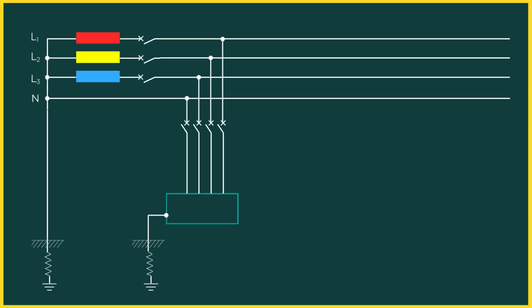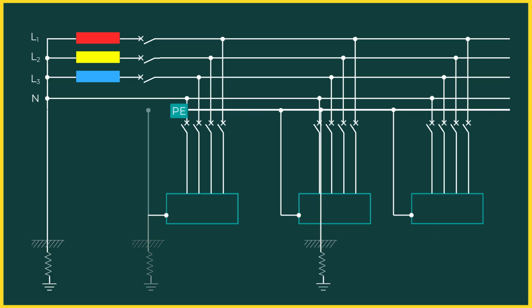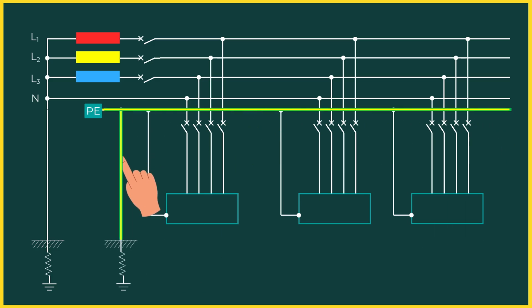In a TT system, the power source, usually the transformer neutral, is earthed at the supply side through the system earth electrode. Inside the consumer's installation, the exposed conductive parts are connected to a separate protection earth electrode. These two earth electrodes are electrically independent. Depending on the installation, exposed conductive parts may be earthed individually, in groups, or together using a common protective conductor. However, regardless of how they are arranged, one condition is always present.